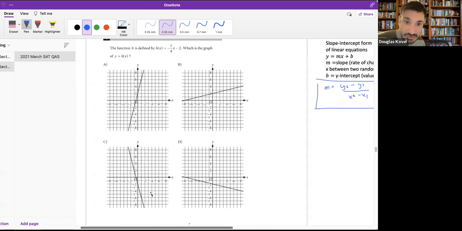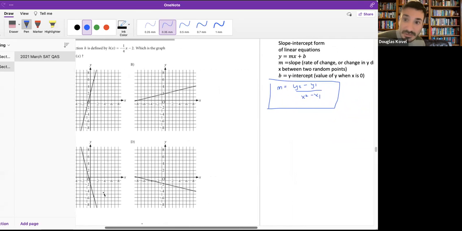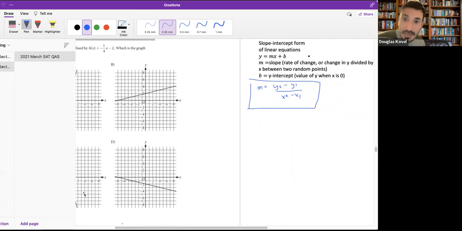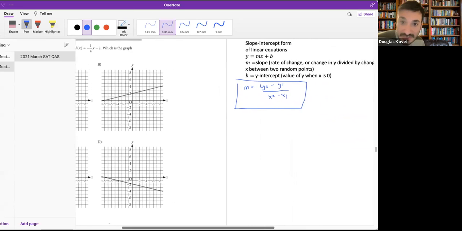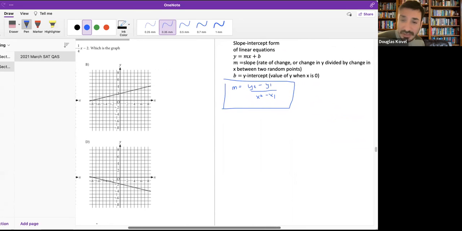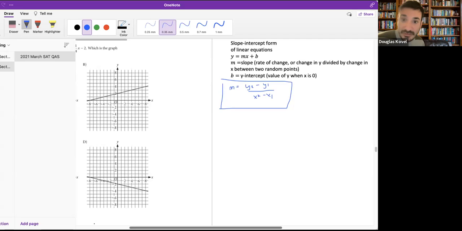Just to go over some general notes for those of you who might not have done Algebra 1 in a while: the slope-intercept form of linear equations is y equals mx plus b. m represents the slope, which you could think of as a rate of change, or the change in y divided by the change in x between two random points. I represented that formula there for you in blue. y2 and y1 would represent the two y values of the two coordinates you picked, and x2 and x1 would be their x coordinates. And then b is the y-intercept, which is the value of y when x is 0.